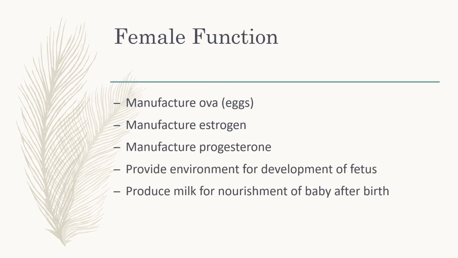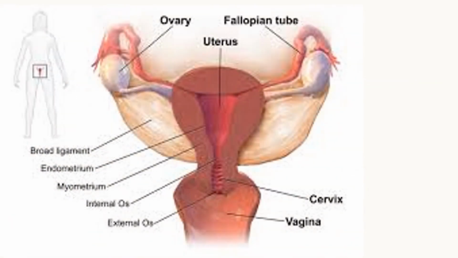And then the female function, you have your ovum manufacture. It manufactures estrogen. It manufactures progesterone, provides an environment for a developing fetus, and it produces milk for the baby after birth. So you've got your ovaries at the top there, and then your fallopian tubes, and then you have your uterus, your cervix, and then your vagina.